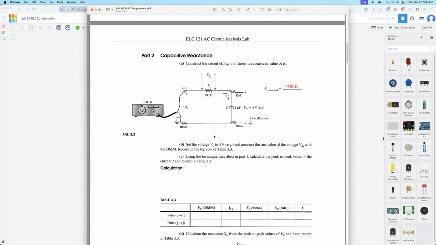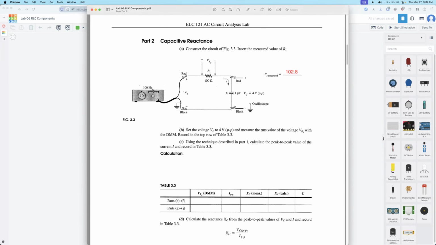Okay, so the circuit is not difficult. We have an AC voltage source, 100 Hertz, connected to resistor RS, then a capacitor, so they are in series. This is a series circuit. The capacitor is 1 microfarad. The same as the last one, we need to adjust the source voltage until VC equals 4 volts peak to peak. Then we need to measure VRS.